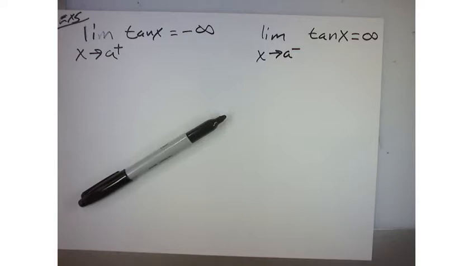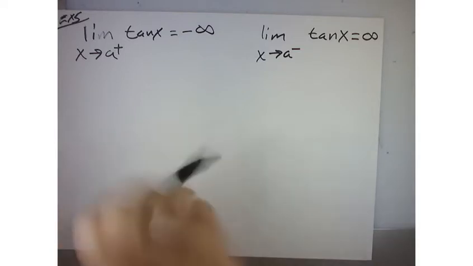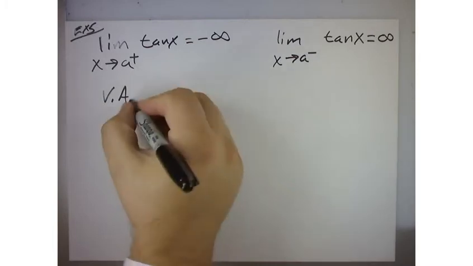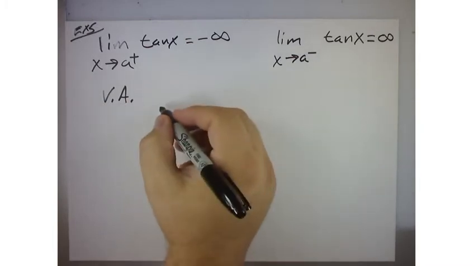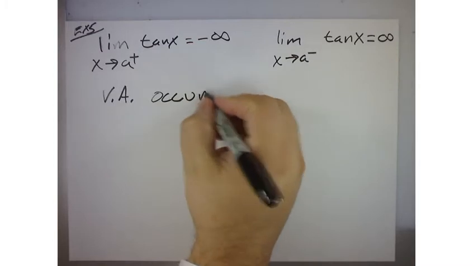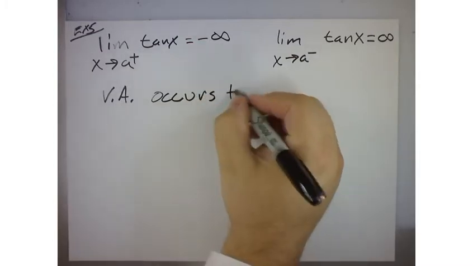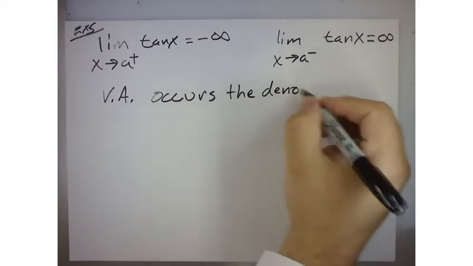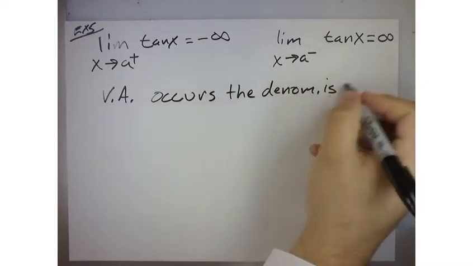So these are basically vertical asymptotes, right? Whenever a limit approaches either infinity or negative infinity, it approaches at a vertical asymptote. So the vertical asymptotes, as we just said in the last example, occur when what? Yeah, when the denominator is 0.